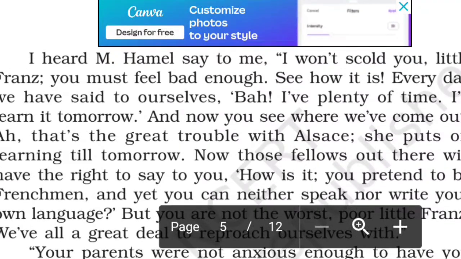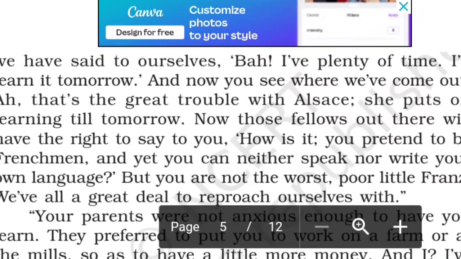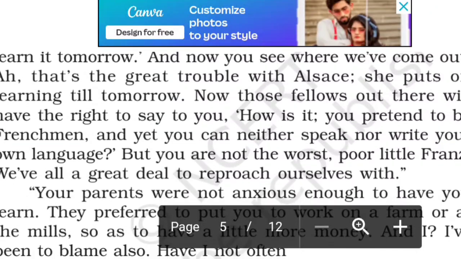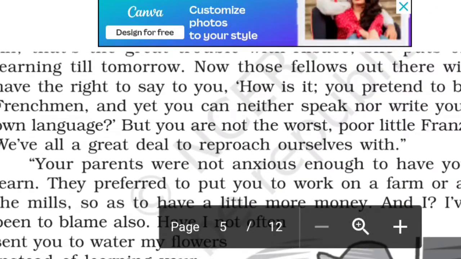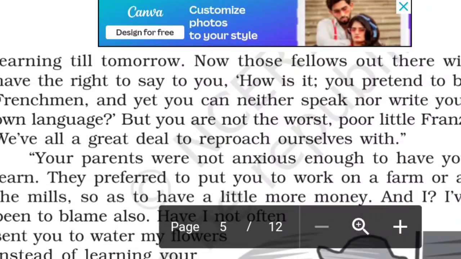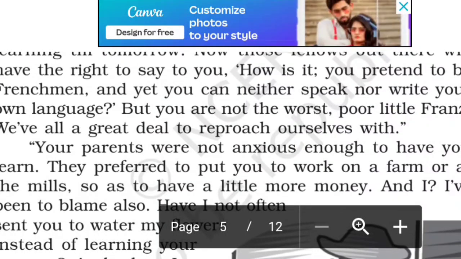"See how it is. Every day we have said to ourselves, 'Bah, I have plenty of time. I will learn it tomorrow.' And now you see where we have come out. Ah, that's the great trouble with Alsace. She puts off learning till tomorrow. Now those fellows out there will have the right to say to you, 'How is it? You pretend to be Frenchmen, and yet you can neither speak nor write your own language.'"